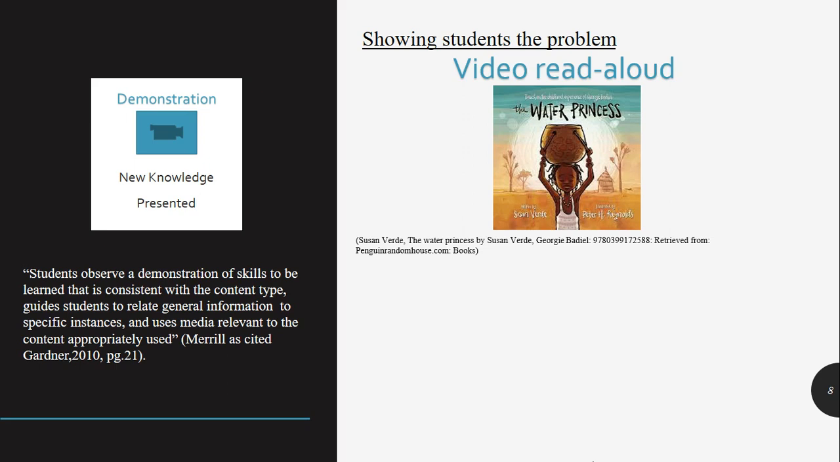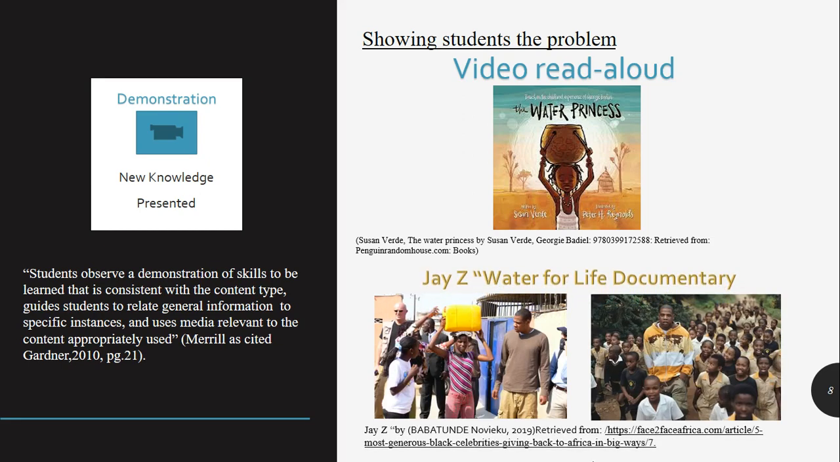After viewing the Water Princess read along, which generally has guided questions, students watch the Water for Life documentary. In this documentary, mogul Jay-Z follows a young girl on her journey to retrieve clean water. During this part of the lesson, students are able to see the problem from the perspective of someone their age. To help resolve the issue, Jay-Z invests millions of dollars into creating a pipeline and well for the African village. Students not only see the problem, they also see one possible solution to help with the unsanitary water issues.